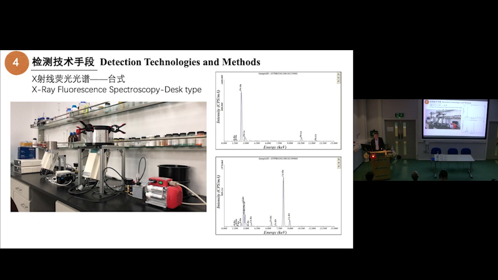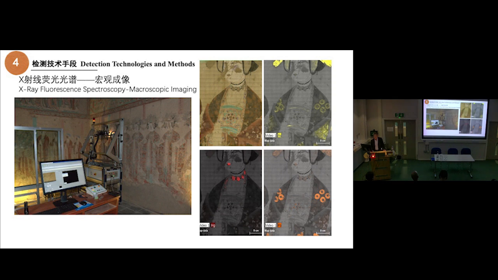This is another kind of X-ray fluorescence spectrum. It's a desk type. This way we can do some high definition elements analysis. This is a new equipment we bought last year. We use scanning XRF.